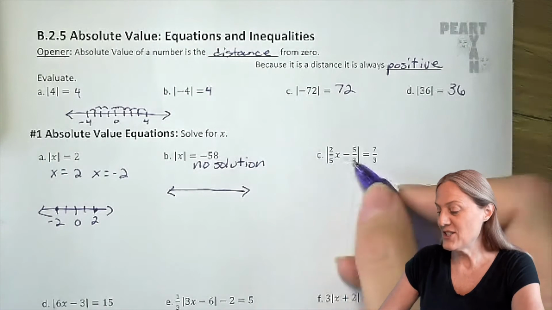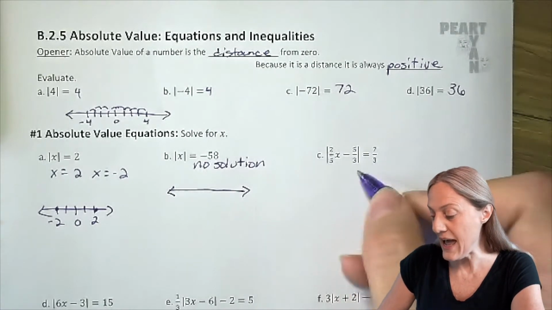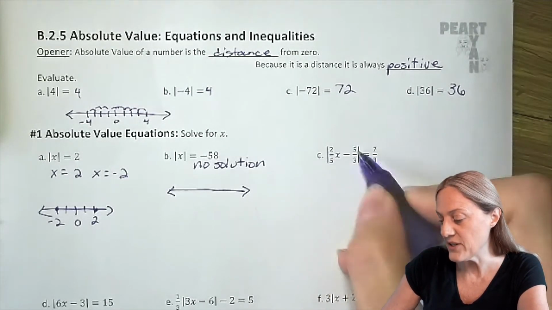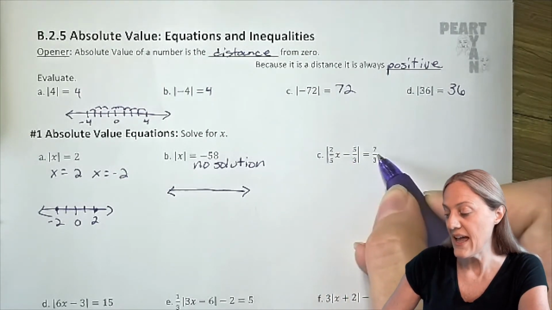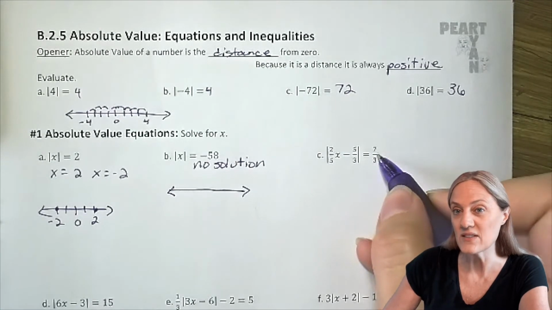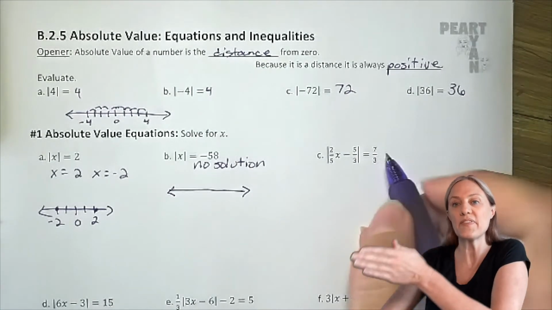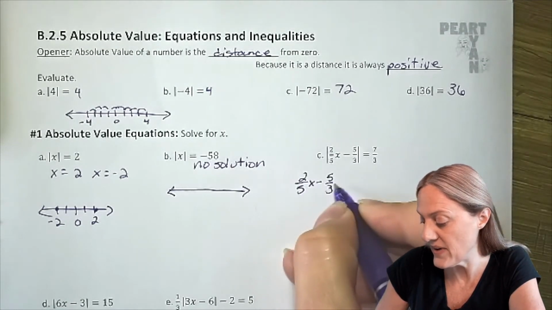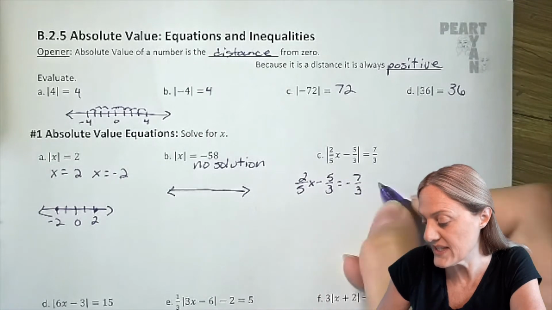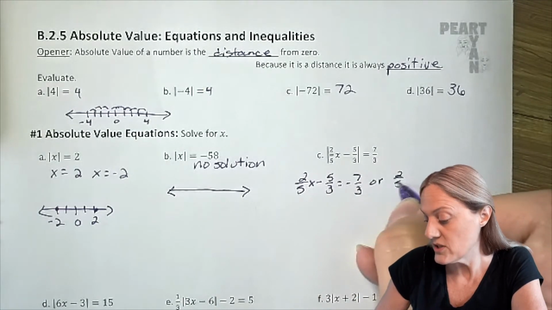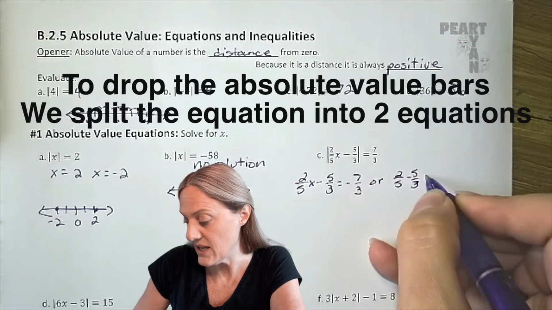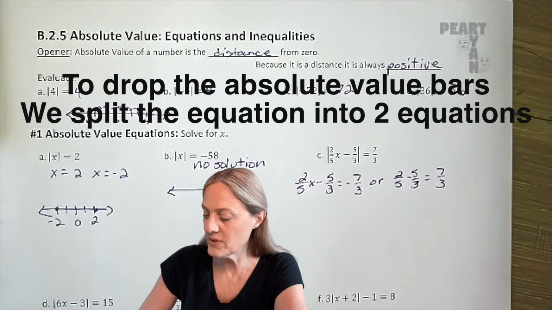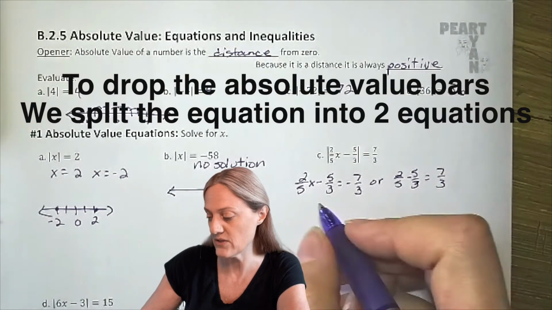Oh my, 2/5 x minus 5/3, absolute value of that equals 7/3. So remember that this value inside the absolute value bars can be 7/3 units from zero, right? So we have to consider both sides. I want you to get in the habit of writing it out. 2/5 x minus 5/3 equals -7/3, or 2/5 x minus 5/3 equals +7/3. And then we just have 2 equations to solve. So not really harder, but you do have to remember the initial setup.